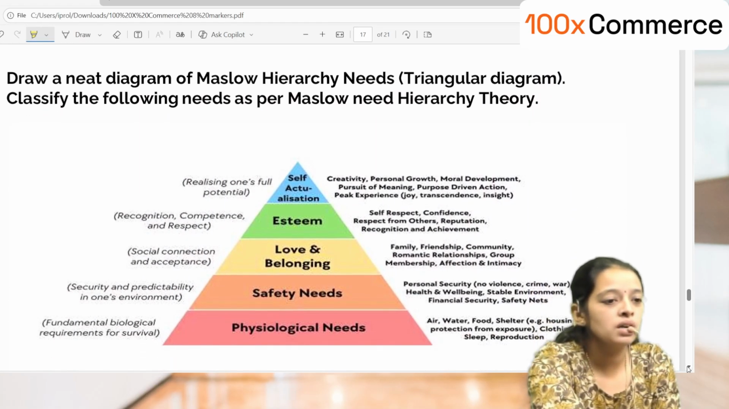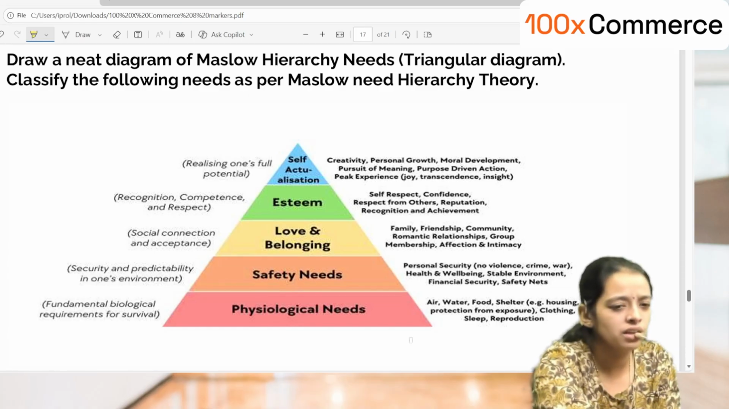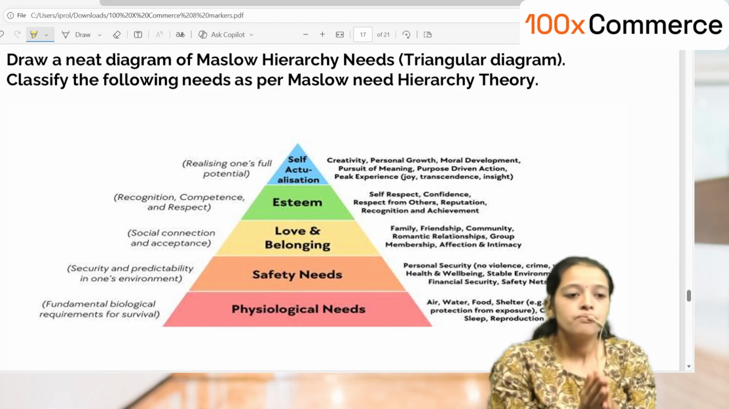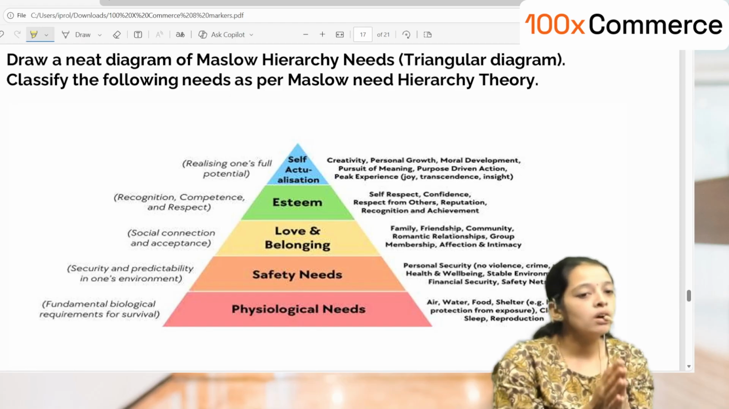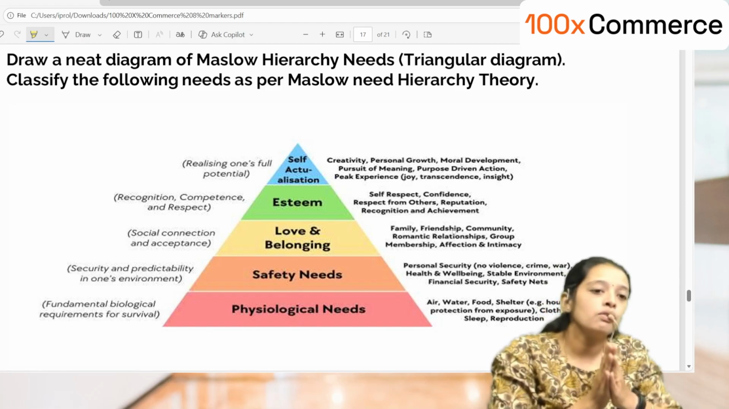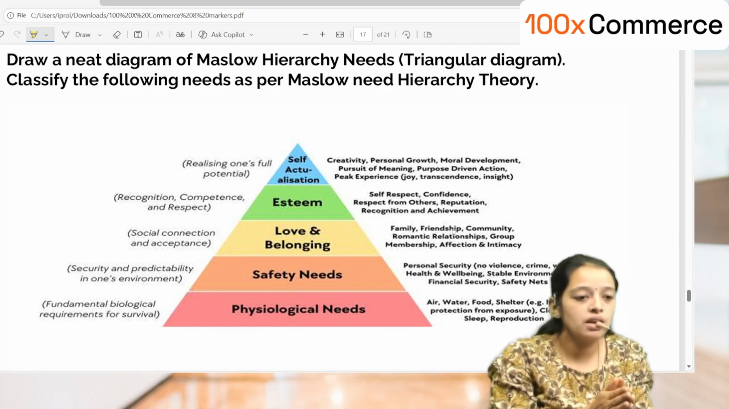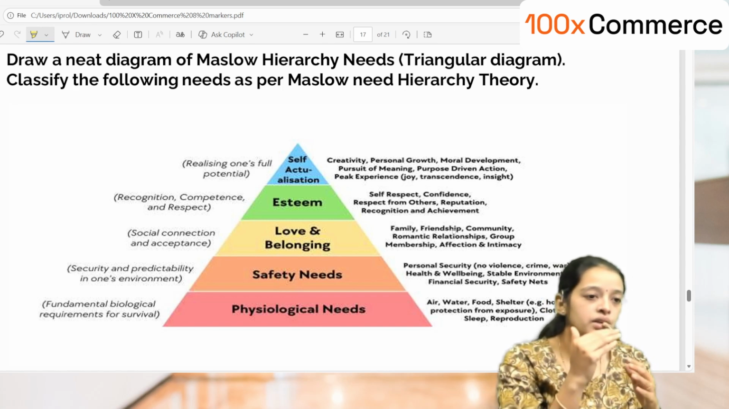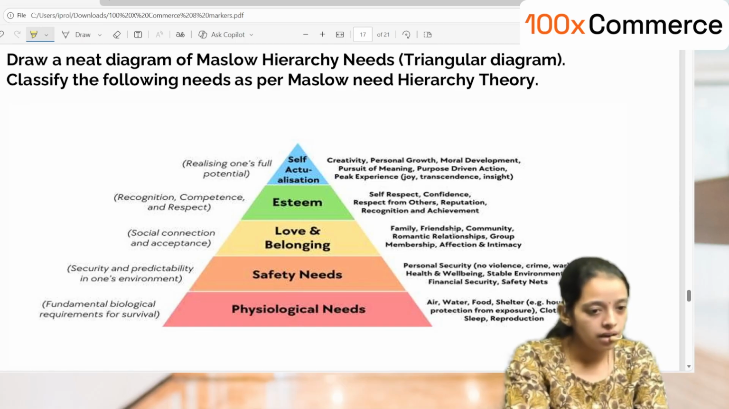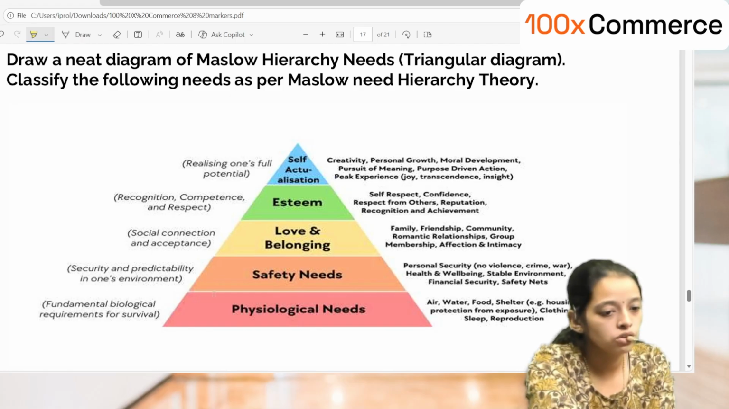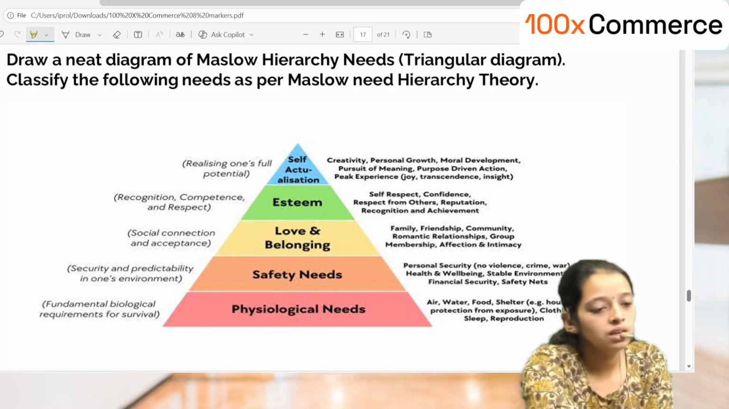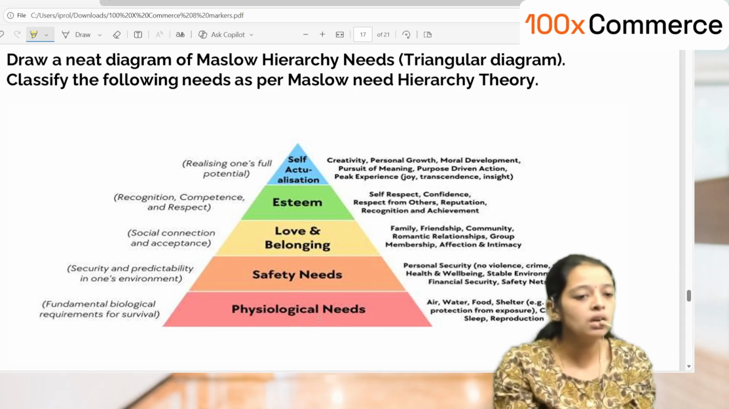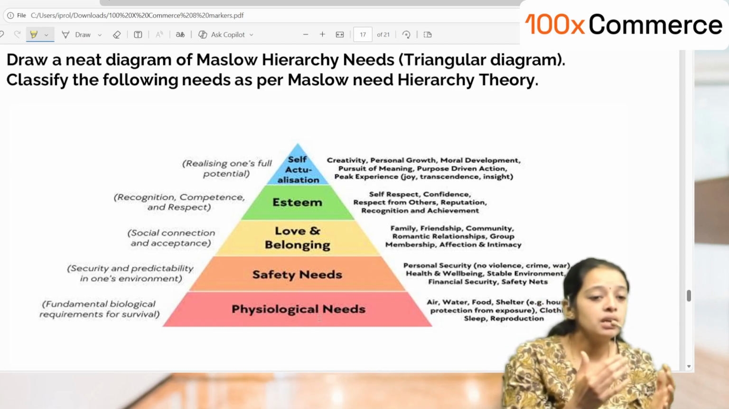The next one comes again, a very important and very easy question. Draw a need diagram of Maslow's hierarchy of needs. As we know, Maslow has given the theory of hierarchy, that is the need theory. According to him, human needs are classified into 5 different needs, which come in a hierarchy, starting with physiological needs. These are very basic needs, like food, shelter and clothing, that's all. Once he achieves that, next he will be aiming for a safety need.